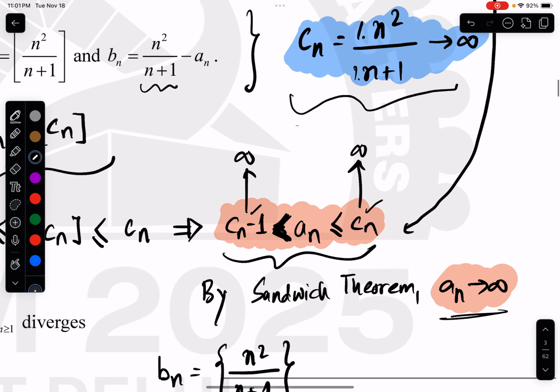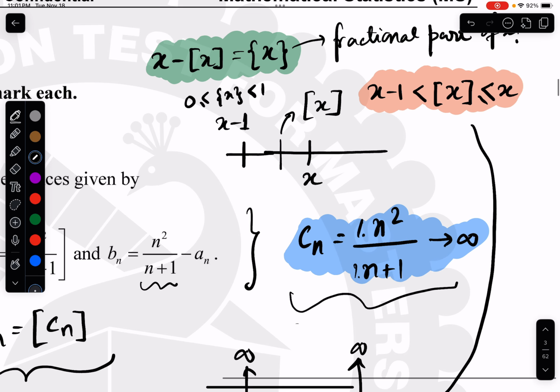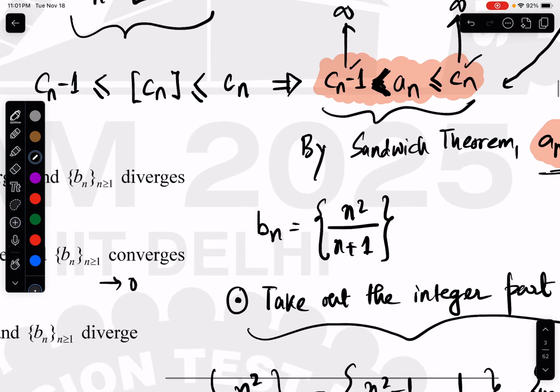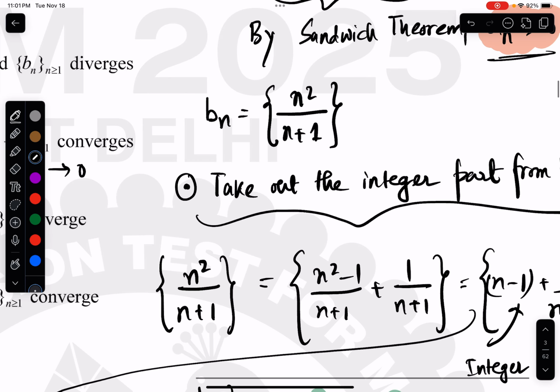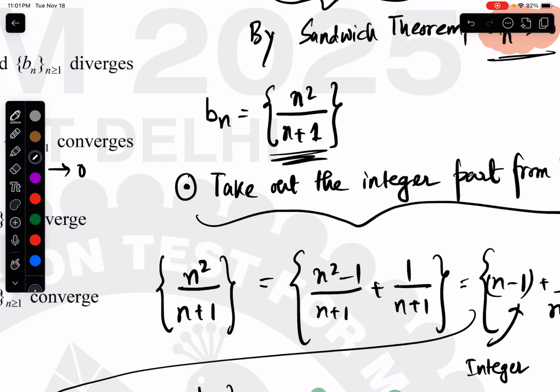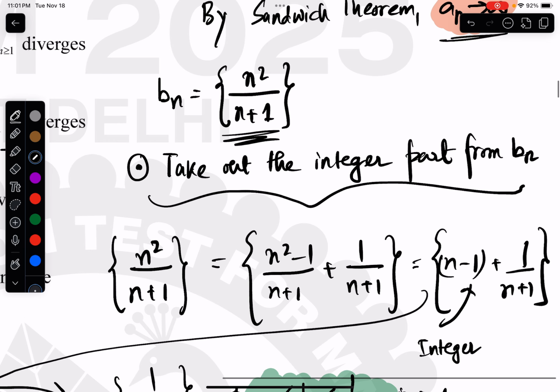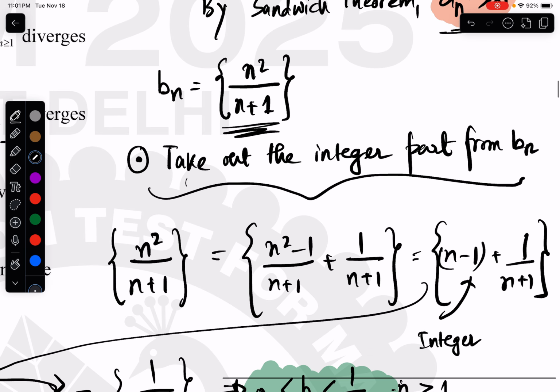Now for the b_n part, remember that b_n is between 0 and 1. So b_n is not divergent in that sense. It will never be divergent to infinity, because it's always bounded. Now let's understand the behavior of b_n. b_n is a fractional part of this sequence. The trick here, the hint here, is always that when you're calculating the fractional part, take out the integer part.